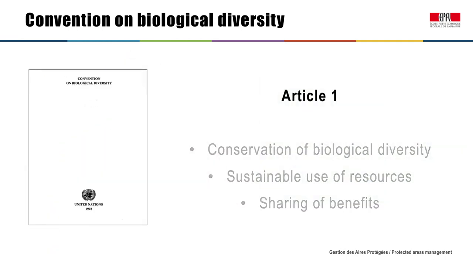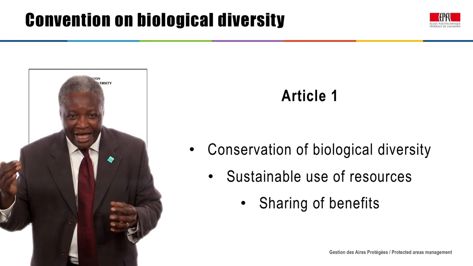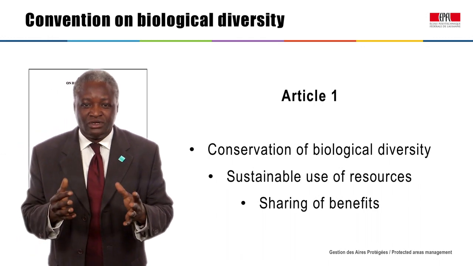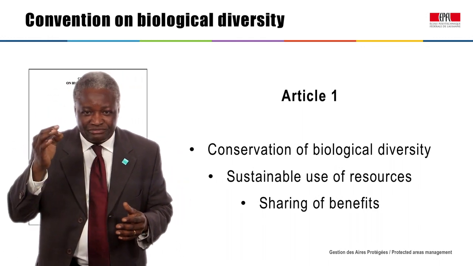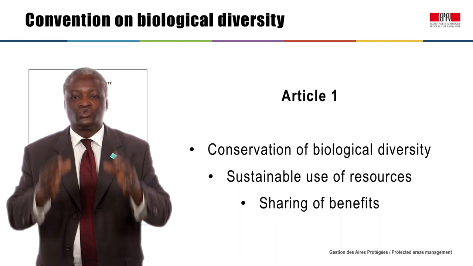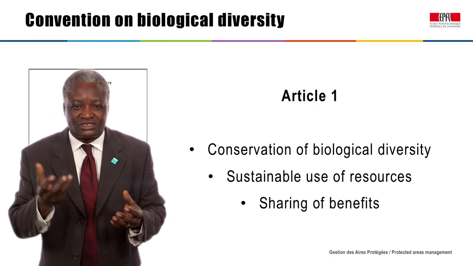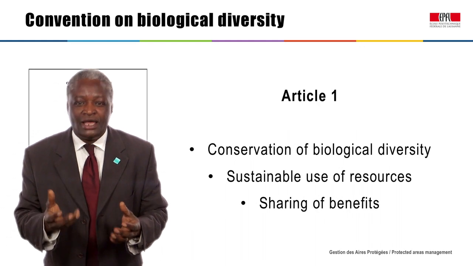The Convention on Biological Diversity has three main objectives: the conservation of biological diversity, the sustainable use of its components, and the equitable sharing of the benefits arising out of their utilization. These are its three main objectives as stated in its Article 1. These three aspects, conservation, sustainable use, and sharing of benefits, are at the root of the whole philosophy of conservation since the Rio Summit. It is important for you to know this and assess its impact.